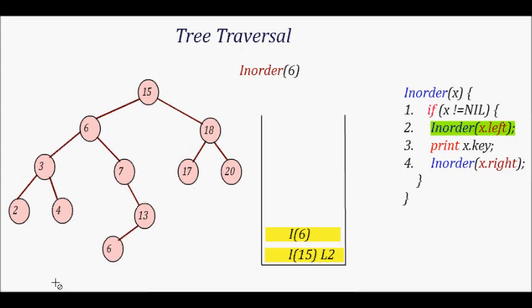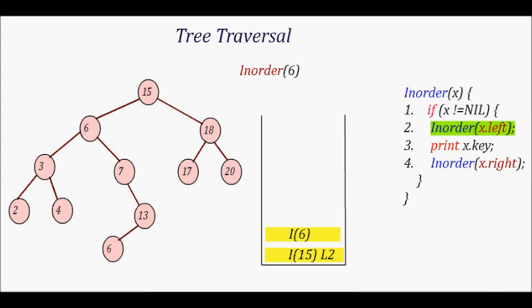And then what happens, I6 is called, and from here we now have in order x dot left. I have given line numbers 1, 2, 3, 4, which are represented here. So now we keep some information. I had initially called in order with node 15 as argument, and in that I had processed line number 2 and I called in order x left, so something was pushed onto the stack again because I called in order with node 6 as argument.